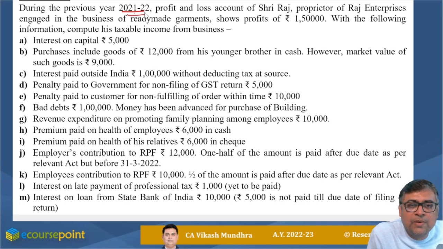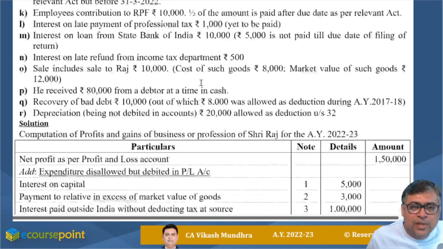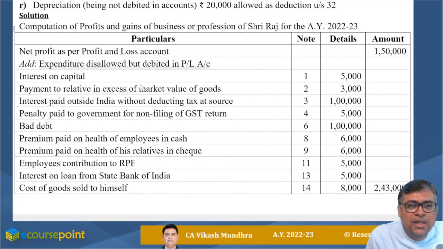During the previous year 21-22, the profit and loss account of Sri Raj, proprietor of Raj Enterprise, engaged in the business of ready-made garment, shows profit of rupees 1,50,000. With the following information, compute his taxable income from business. The starting point would be 1,50,000. So my structure would be to start with 1,50,000, net profit as per PL account rupees 1,50,000. Keep in mind this heading should be given: particulars, note, details, amount, and computation of PGBP of Sri Raj for the AY 22-23. This is good for your better presentation.